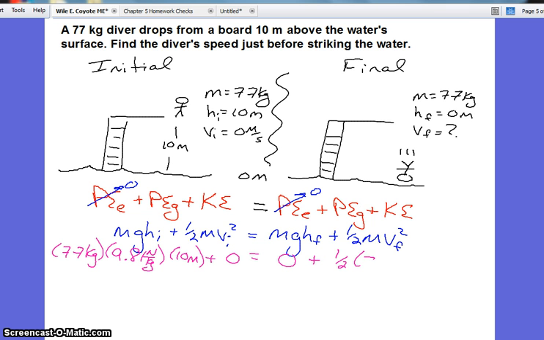Then 1/2 the mass, which is 77 kilograms, times Vf squared. That's what we're trying to solve, Vf. So now we can solve for this. We multiply and divide everything over, and we get our final speed as 14.0 meters per second.